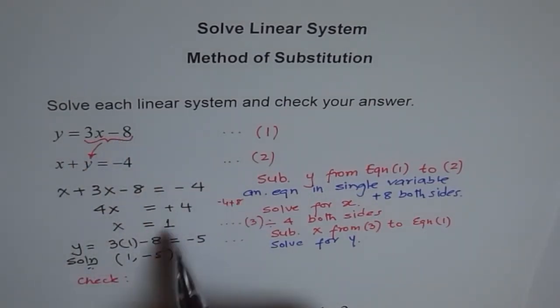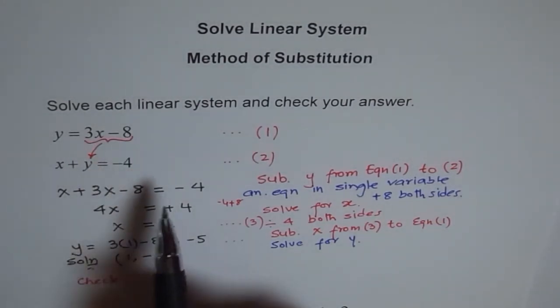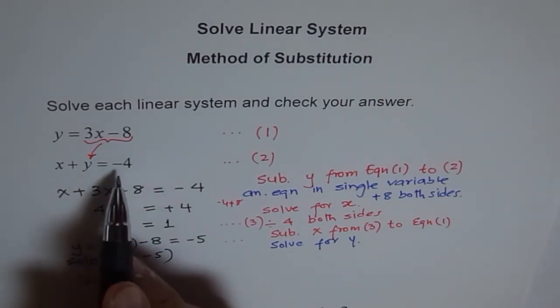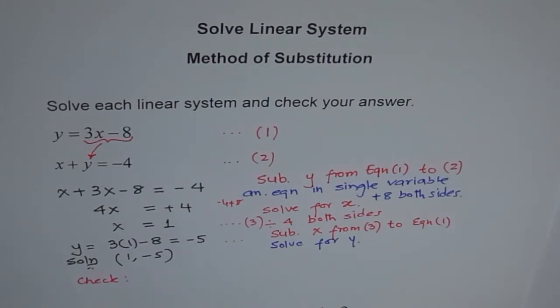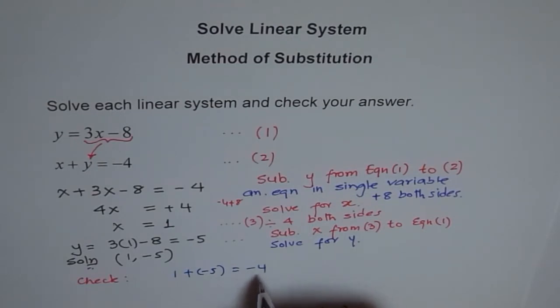We already used equation 1 to find y, so equation 1 will work perfectly. You need to put these values in 2. So if I write 1 for x and minus 5 for y, then do I get minus 4? That is the kind of check. Let's do it. So when you write 1 plus minus 5, you get minus 4. So that works, right? Where did we substitute? Where did we check it? We checked it in equation 2, right?